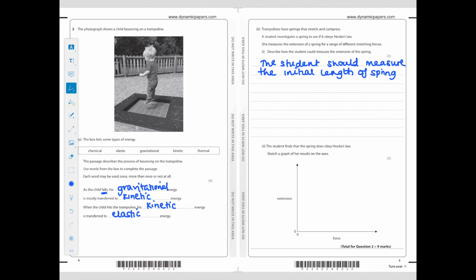And what's the best way of doing this? Well, it's using a meter ruler. Then the student should measure the extended length.